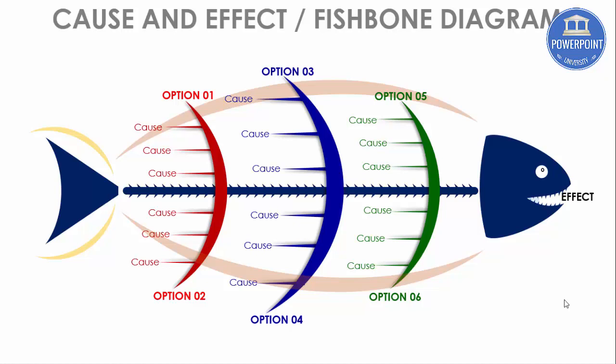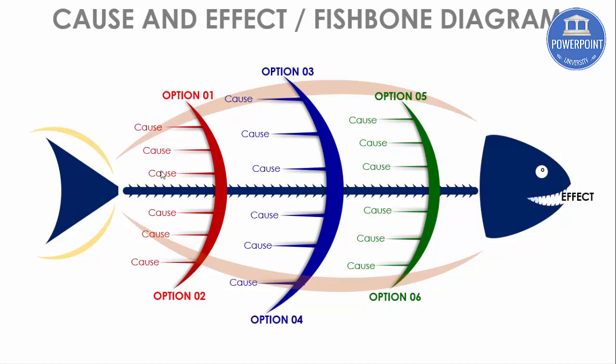In this tutorial, I am going to show you how to make an Ishikawa cause and effect diagram, or it is commonly called a fishbone diagram. Here you can see I have drawn the fishbone first, starting with the head, and I have added some teeth to it and put the text as effect, and then you have got the bone and the tail here, and I've added six options.